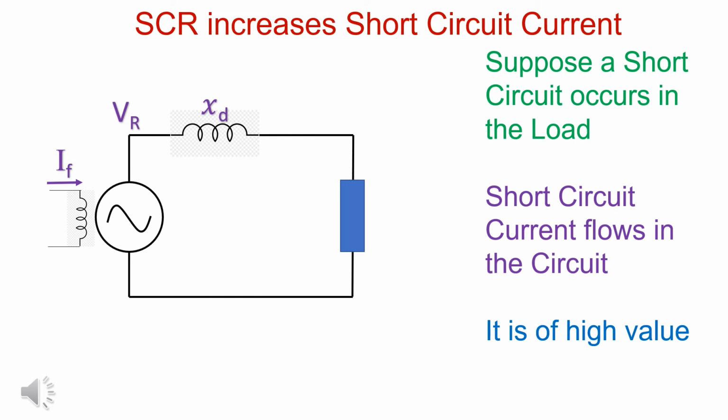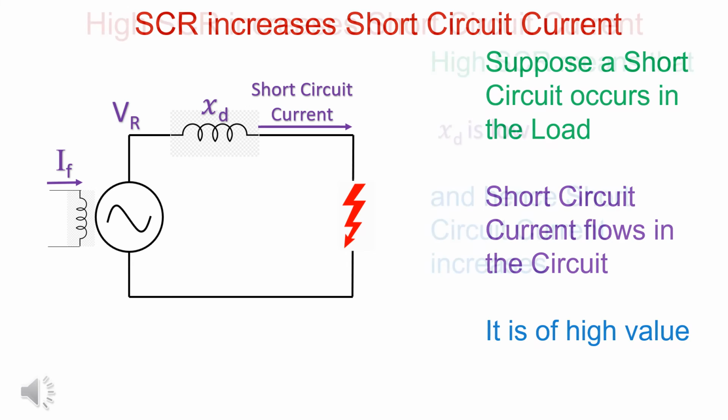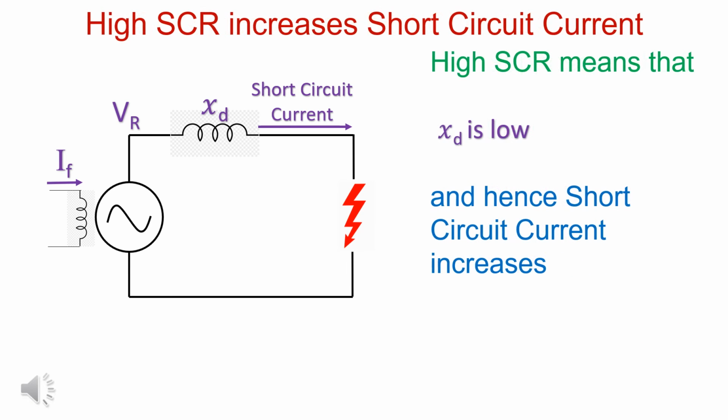Let us see the effect of SCR on short circuit current. When there is a short circuit, current flows which is of a high magnitude. High SCR means that Xd is low and hence short circuit current increases.